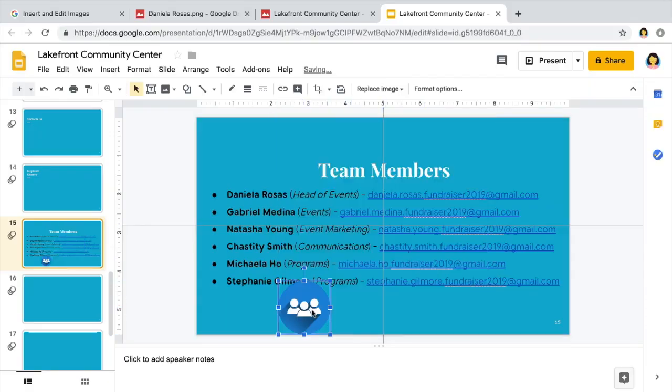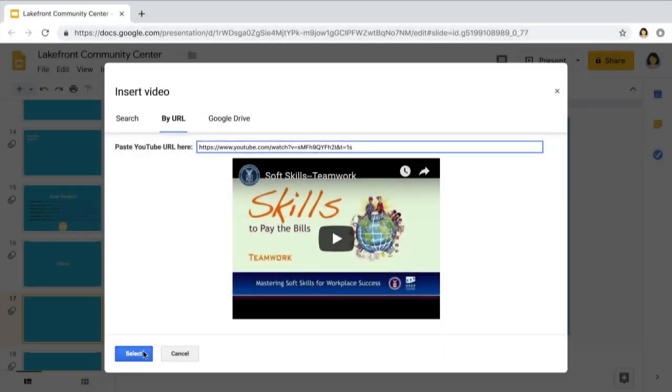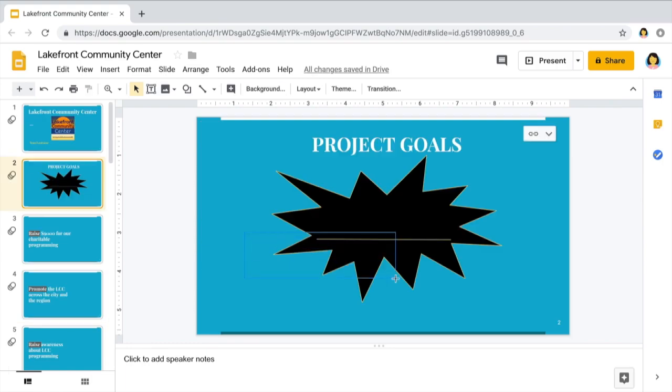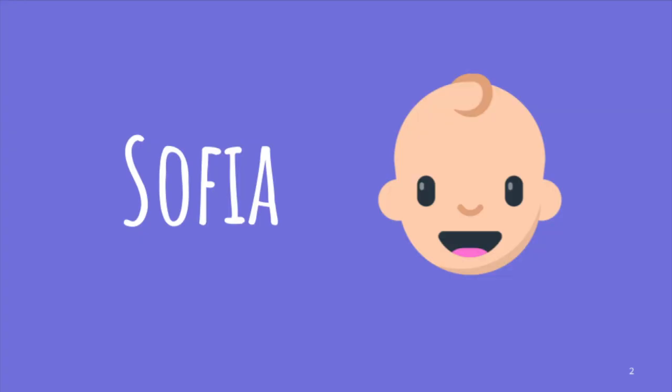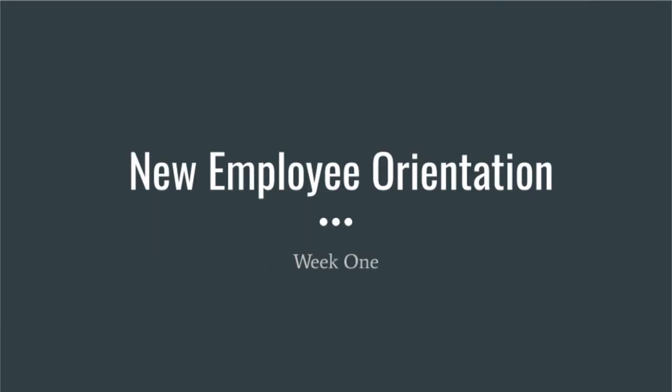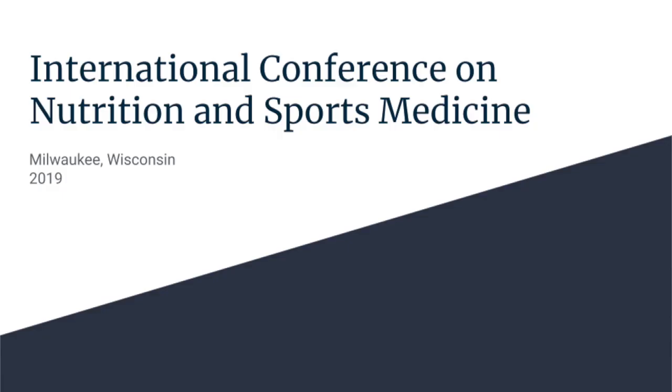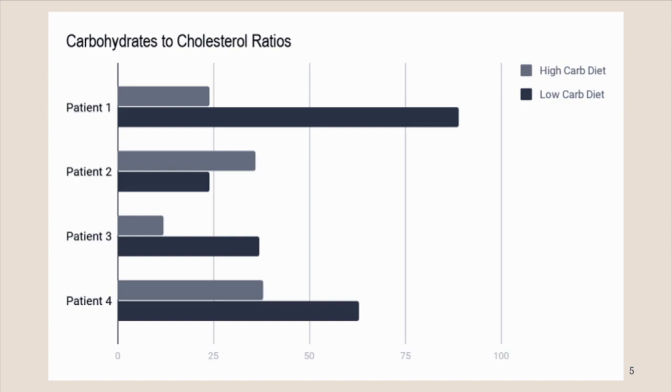In this lesson, you added images including photos, icons, and logos, inserted video from a link and from Google Drive, and created lines and shapes. You can use your presentation skills to create a slideshow of your family, get to know a new team, or share your ideas with coworkers and collaborators.